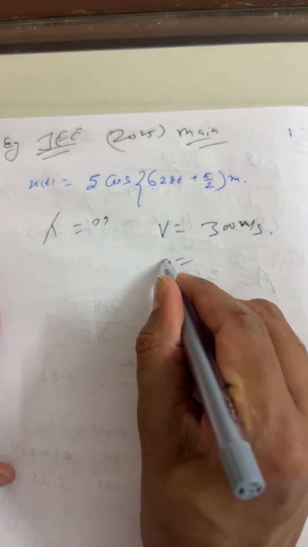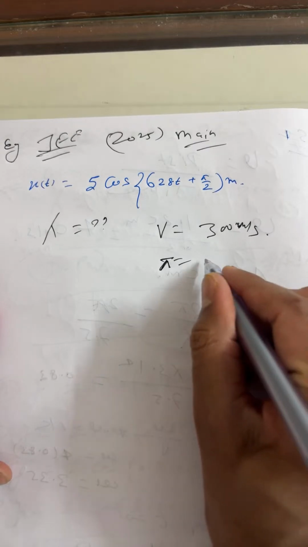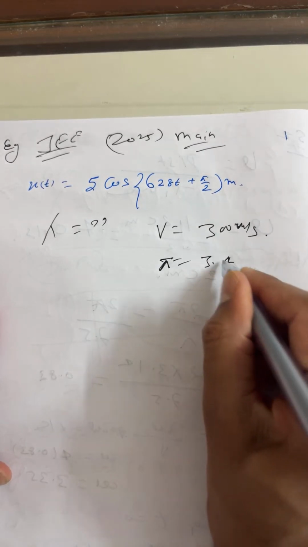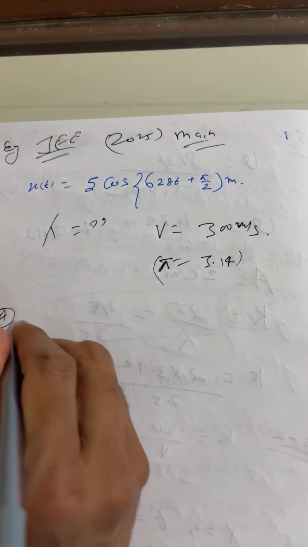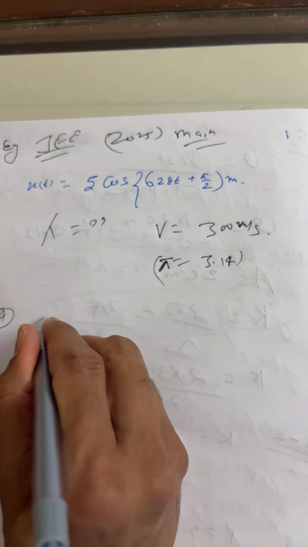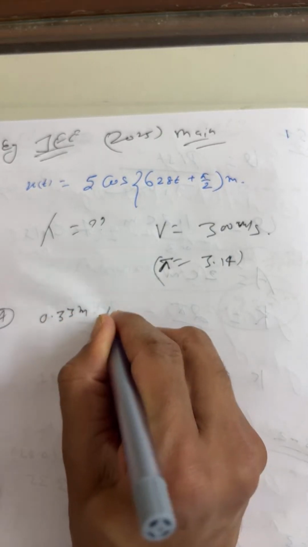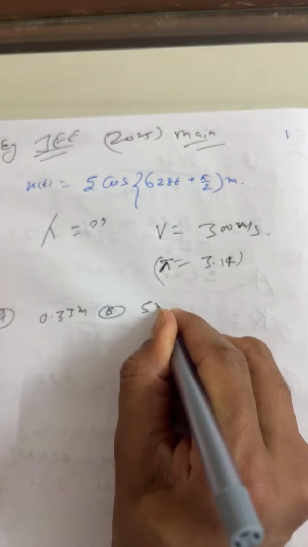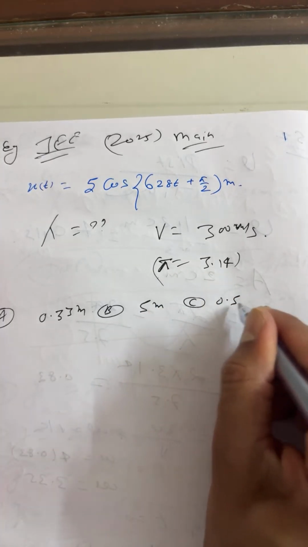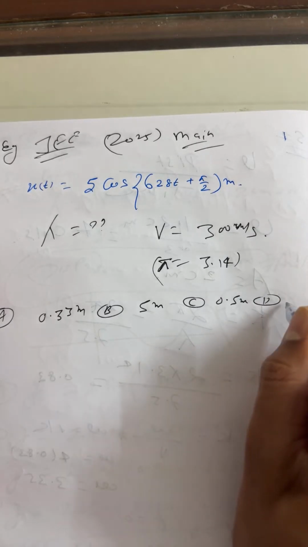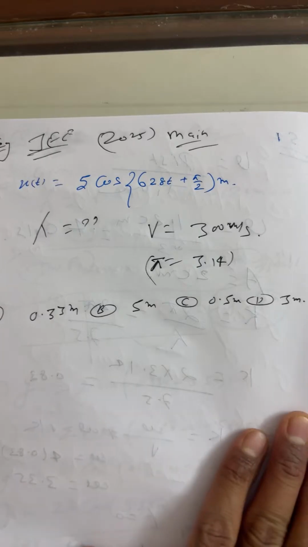Time is late, so I'm not giving too much theory in the class here. So pi, beta, what? 3.14. Okay. Beta, option first here, this is 0.33 meter. Option two, 5 meter. Option three, 0.5 meter. Option four, 3 meter.